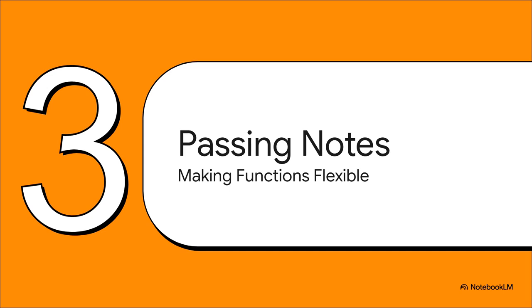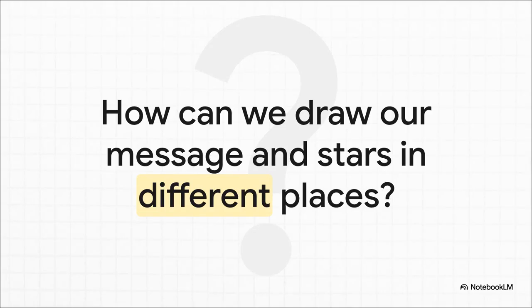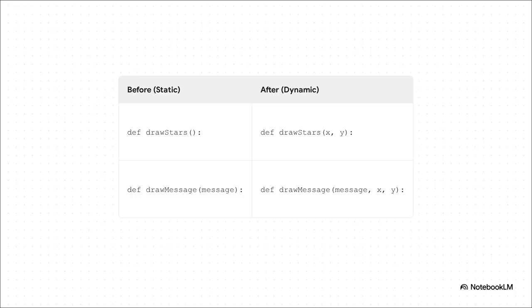Okay, next section, passing notes between functions. Now that we're all organized, let's make these functions way more flexible and a lot more powerful. So this is great and all, but right now, our stars show up in the exact same spot every single time. That's not very exciting, is it? What if we want to draw our message and stars anywhere we want on the screen? How do we tell our functions where to do their work? We do it with parameters.